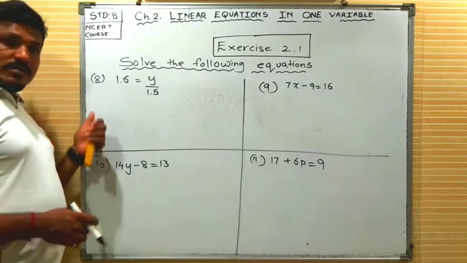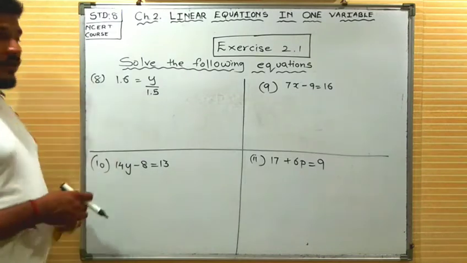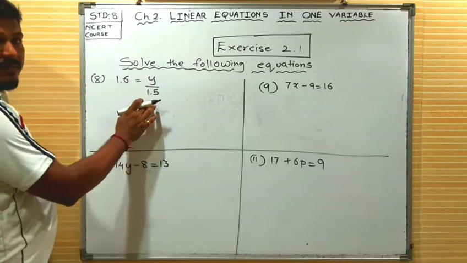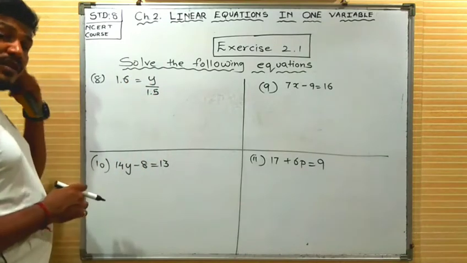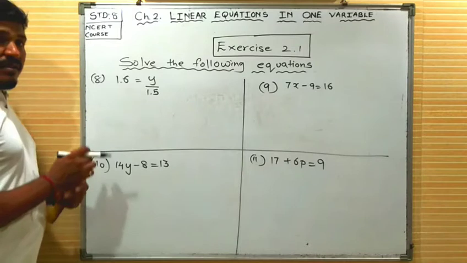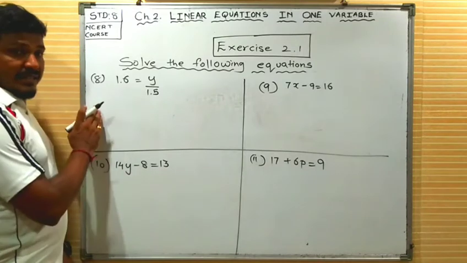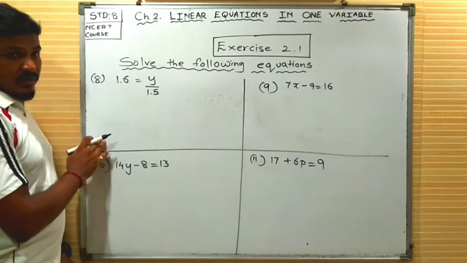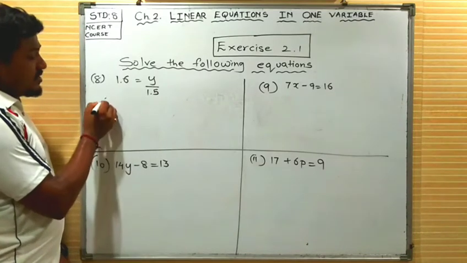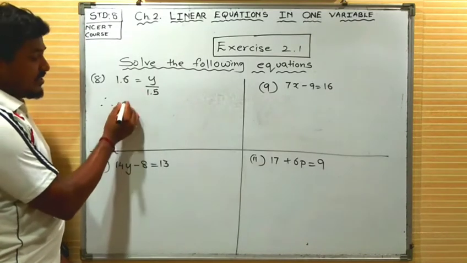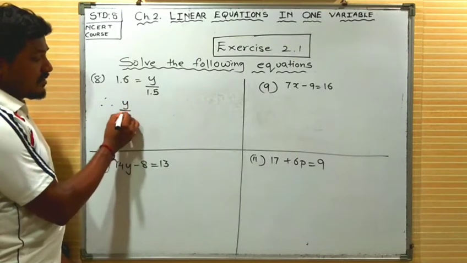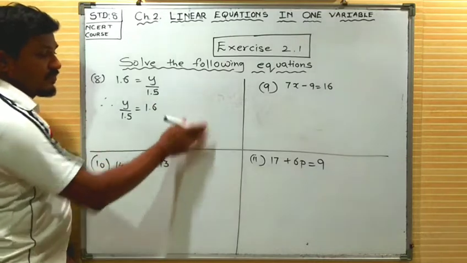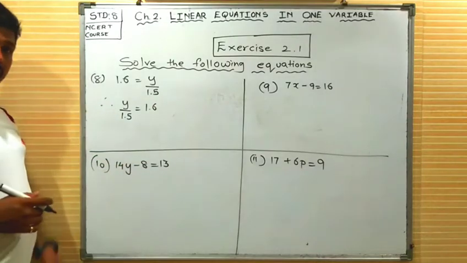Now let us start our next sum, that is sum number 8. 1.6 is equal to y divided by 1.5. Now till now, in whatever sums we did, the variable was on the LHS. Now in this particular sum the variable is on the right hand side. Now what I will do, I will just interchange. I am not transposing but I am just rearranging the values. Now it will be easy for you.